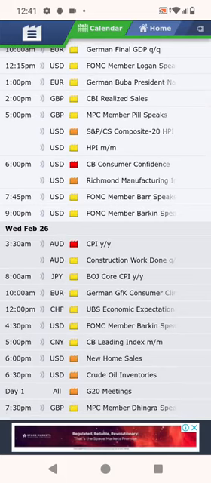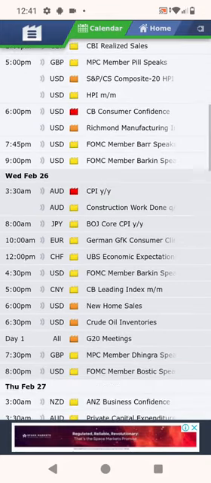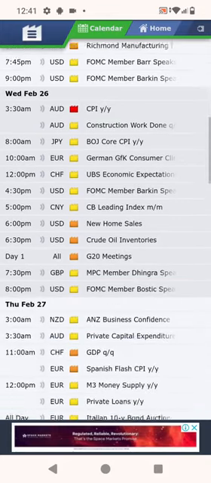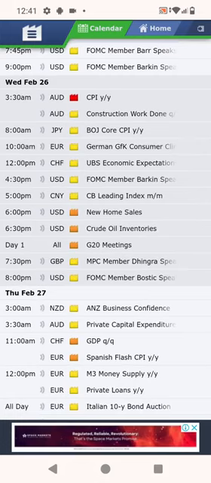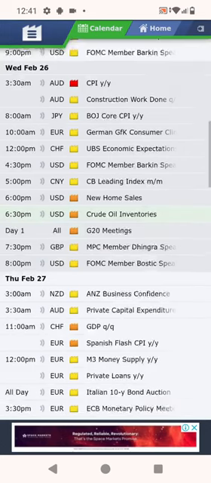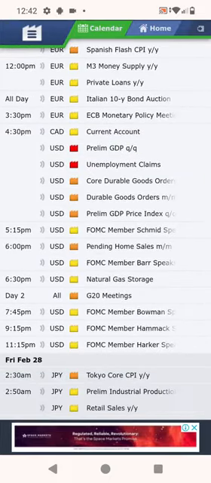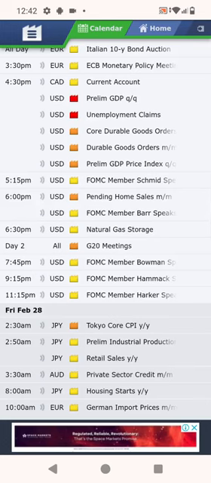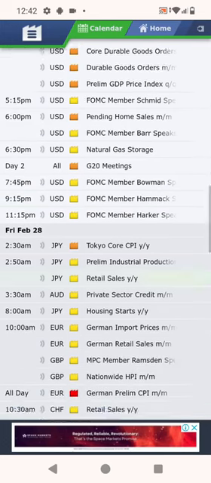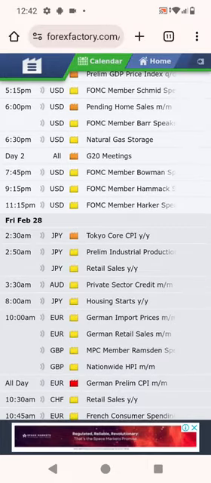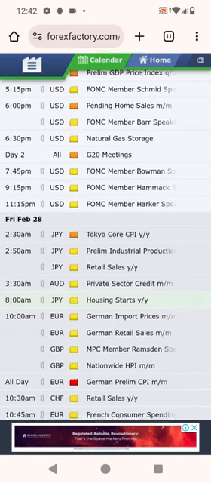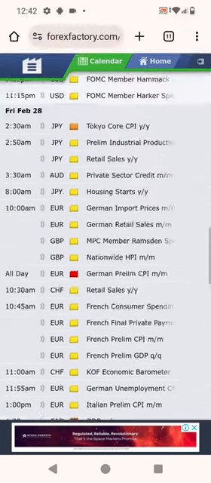Then USD. Okay, so we can look at anything that has US dollar. So we can look at cable, that is GBP and USD, or Euro USD. And then we can look at maybe US 500, the futures market. But on Friday, you see at JPY, we have some news. So Canadian.